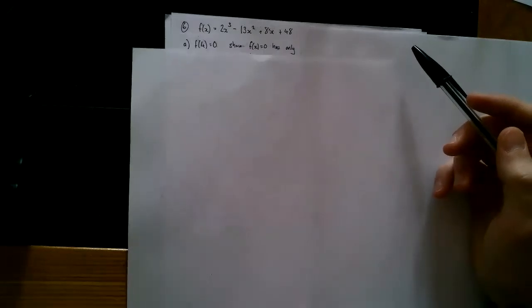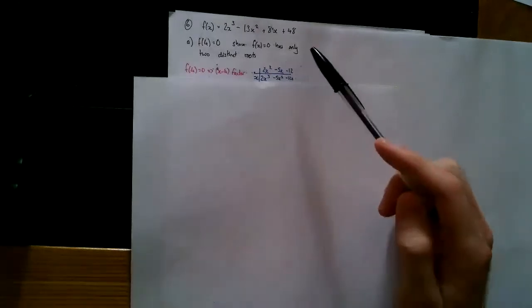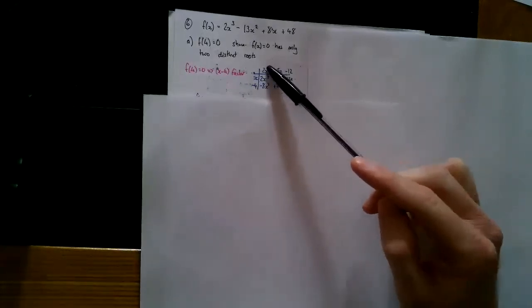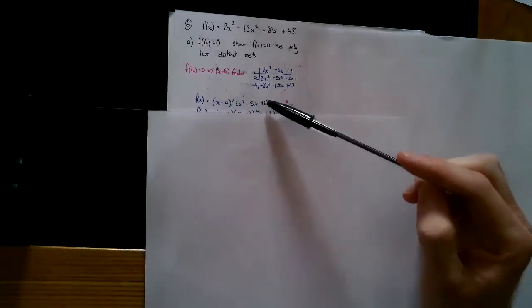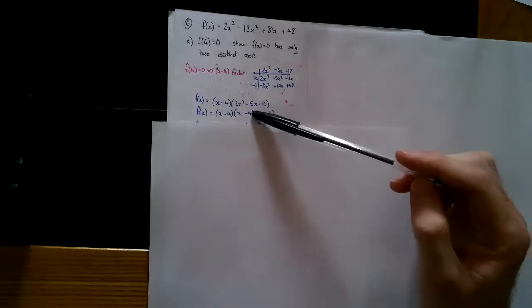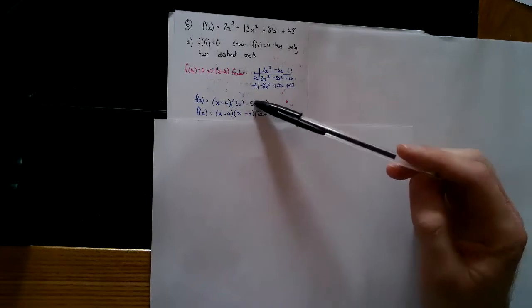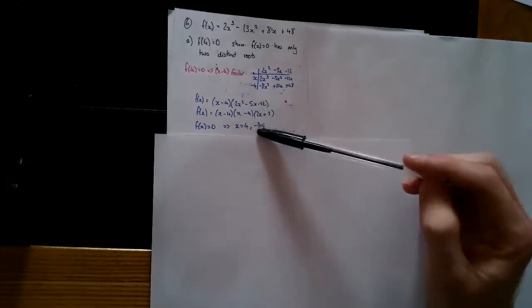Okay, question 6. Tells you in the question that f of 4 is 0, so that means that x minus 4 must be a factor. And if not a factor, you can divide using the grid method to get what the quadratic factor is. So I've got my x minus 4, my 2x squared equal to 5x minus 12, factorize the quadratic, and we get x minus 4, 2x plus 3. And we're trying to show there's only 2 distinct roots. Well, the roots are 4, 4, minus 3 over 2, so only 2 distinct roots.